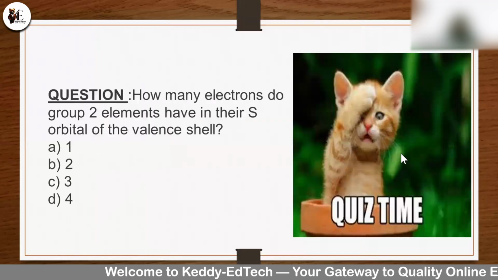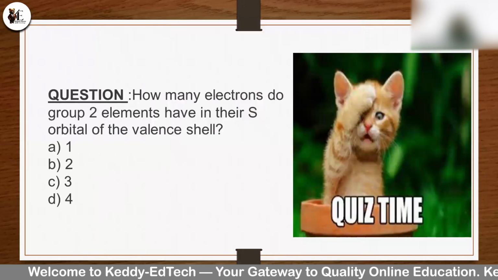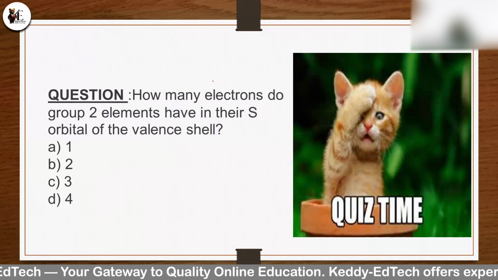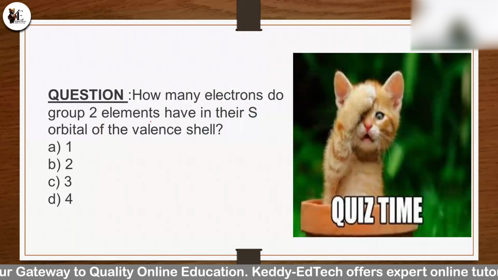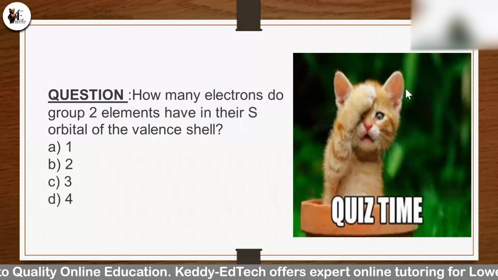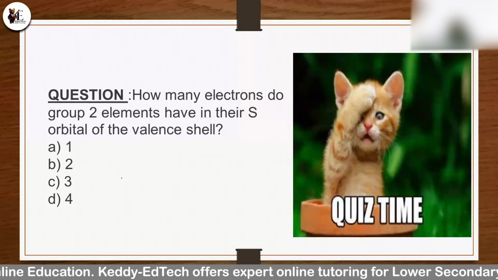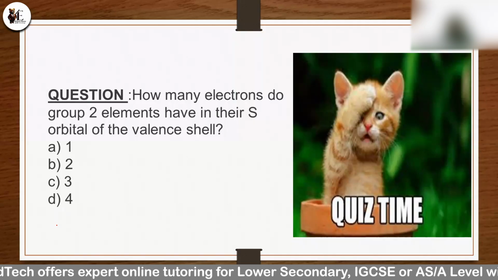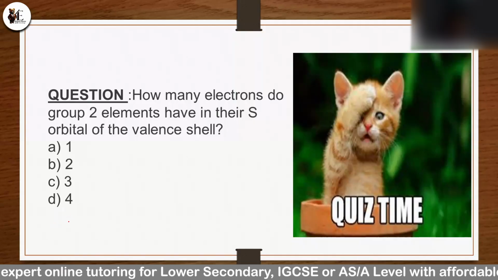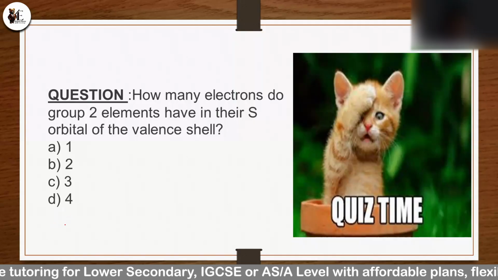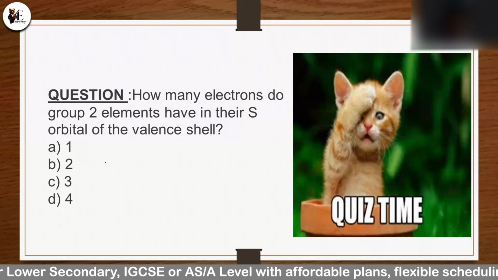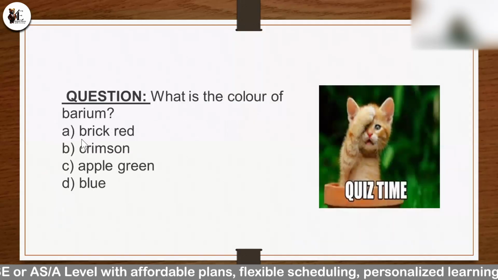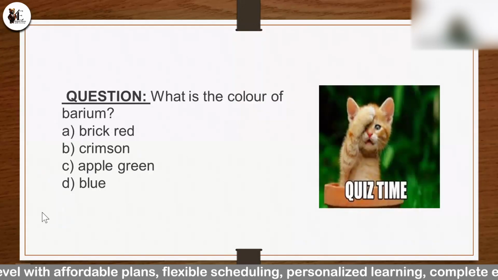Flame. So please answer these questions. How many electrons do group 2 elements have in their s orbital of the valence shell? They have 2. Yes.